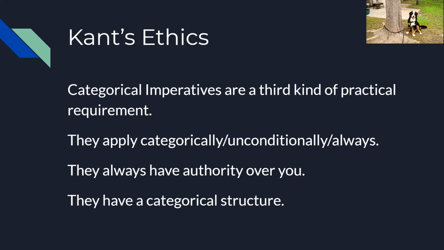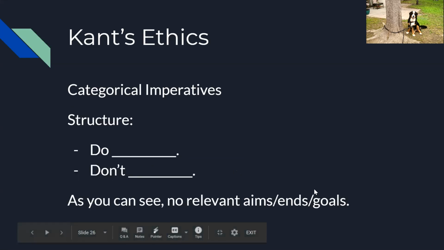So categorical imperatives, besides the desire-based and the institution-based ones earlier, are a third kind of practical requirement. They apply categorically or unconditionally or always, and they always have authority over you. They have what Kant thinks of as a categorical structure. Here's what a categorical structure looks like, right? Remember earlier, the structure was, if you want to blah, then you have to blah. Nope. This one, there's no if clause. There's no part at the beginning that says, if you want to do this first thing, you have to do this other. It's just, do blah or don't do blah, right?